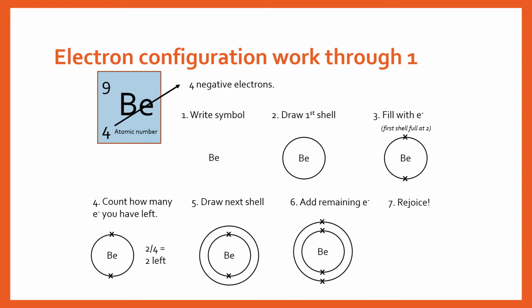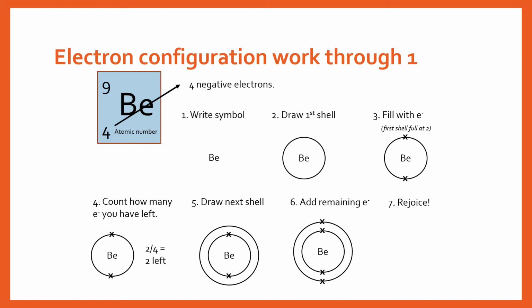So here we've got a walkthrough example of beryllium. So the first thing we must do is look at and identify the number of electrons. So beryllium has an atomic number of 4, so that's the small number, the one at the bottom usually, which tells us it has 4 protons, but it also tells us it has 4 electrons. So the first thing we do is we write the symbol of beryllium, and we draw our first shell around that. So we need to draw 4 electrons in total.